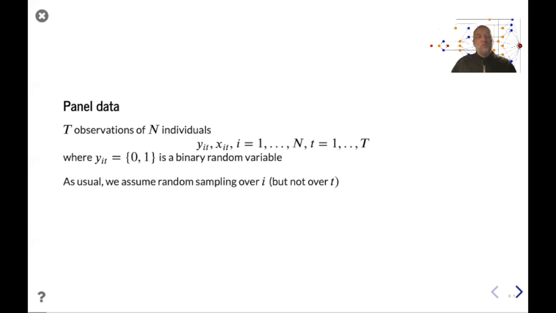As usual, we assume random sampling over i, but not over t. So individuals are randomly sampled. That's what we've done so far, and we're going to still do that. But we're not going to assume random sampling over t. It could be, for example, that there's time dependence. You observe the same person over time.